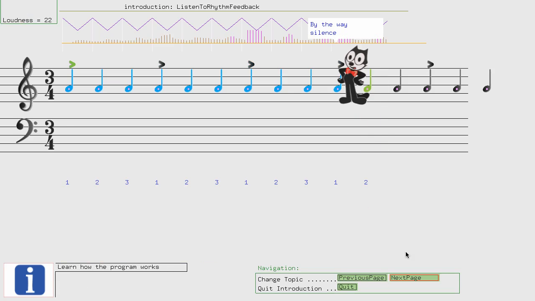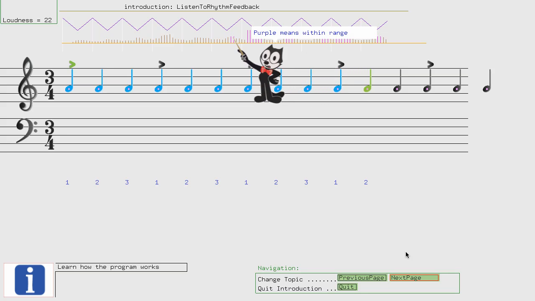Alright. By the way, silence is just a special form of loudness. As before, I work with colors to show you the loudness. Purple means within range. That means for a normal note, the loudness has to be in the following range to get recognized as purple. Louder sounds will be marked orange, and softer sounds will be shown as brown.